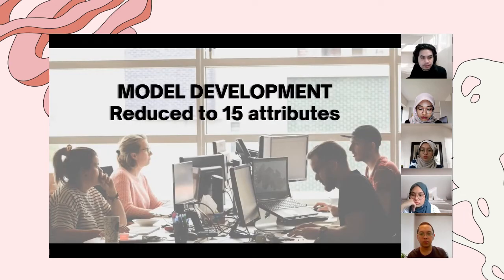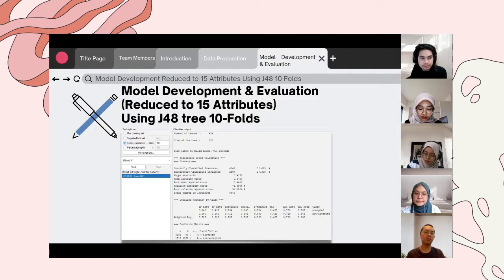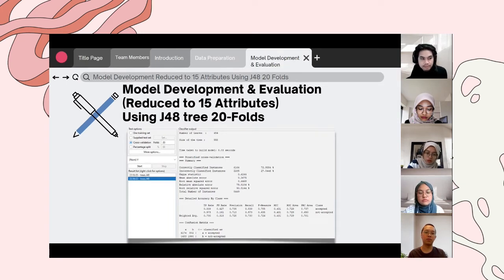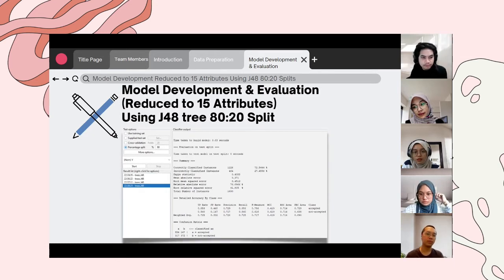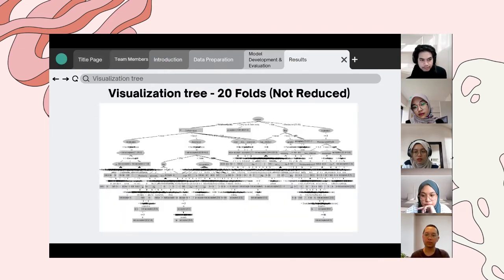The next one we will talk about is the model development when tested using 15 attributes. These are the 15 attributes tested using cross-validation of 10 folds. The next one is the result using 15 attributes with 20 folds of cross-validation. The next one is the result of the percentage split using 70 to 30. And the last one is the result using a percentage split of 80 and 20. These are the visualized trees from each experiment.